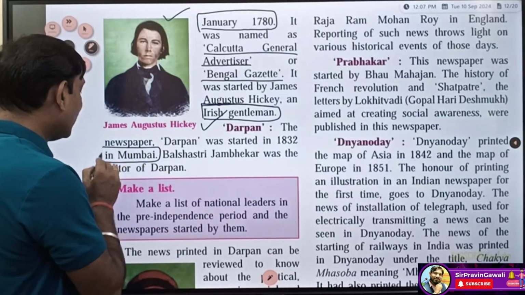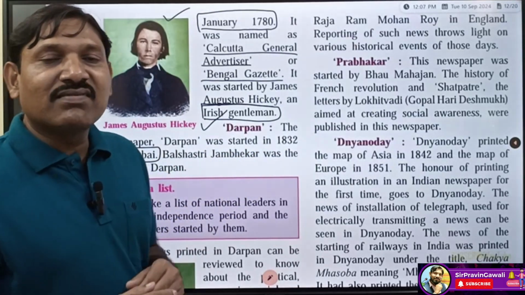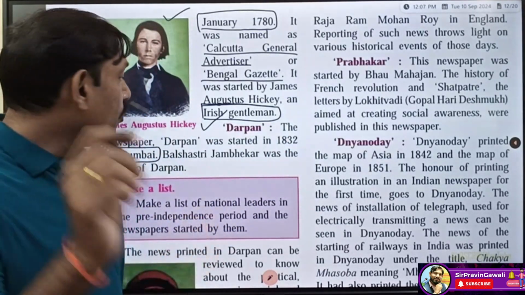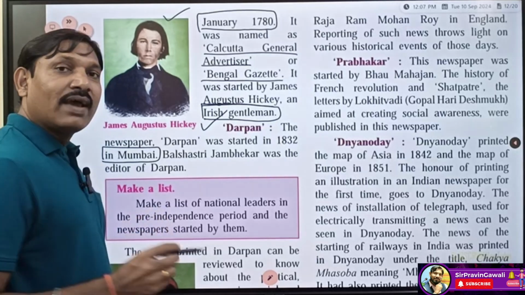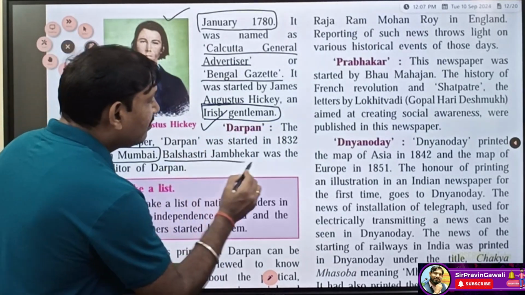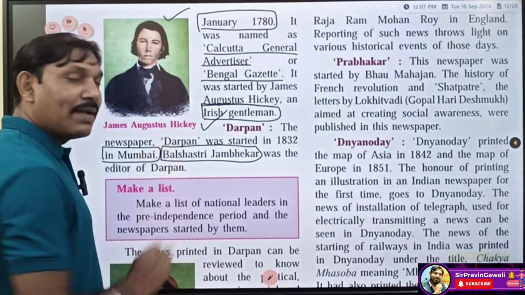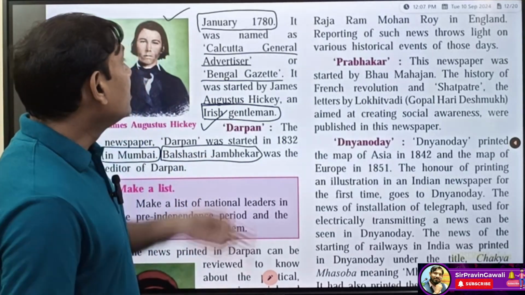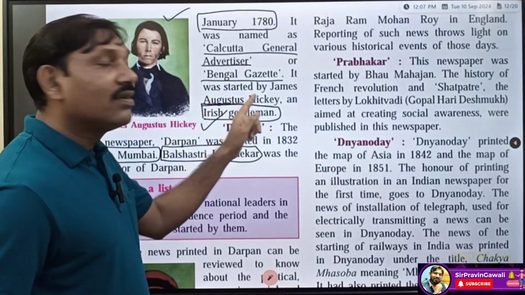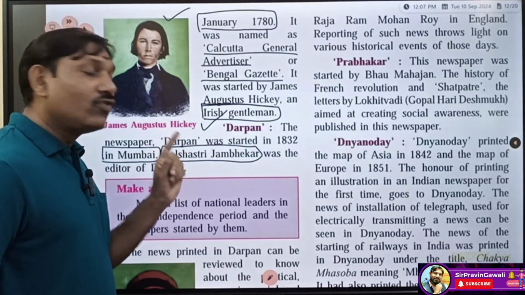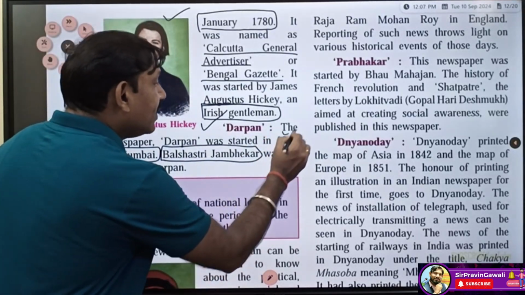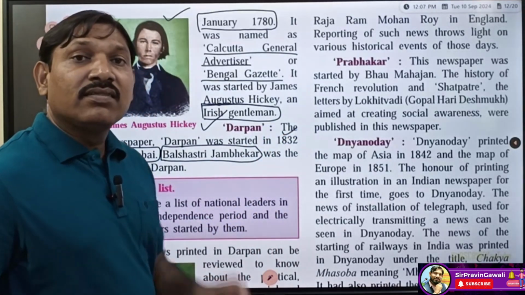Okay, students, so this is also very important. Darpan newspaper started in 1832 and it started in Mumbai. Who was the editor in chief of this Darpan newspaper? Bal Shastri Jambekar. So don't forget the name, Bal Shastri Jambekar. The Bengal Gazette was started by an Irish gentleman, Augustus Hickey. The Darpan newspaper was started by Bal Shastri Jambekar in Mumbai in 1832.